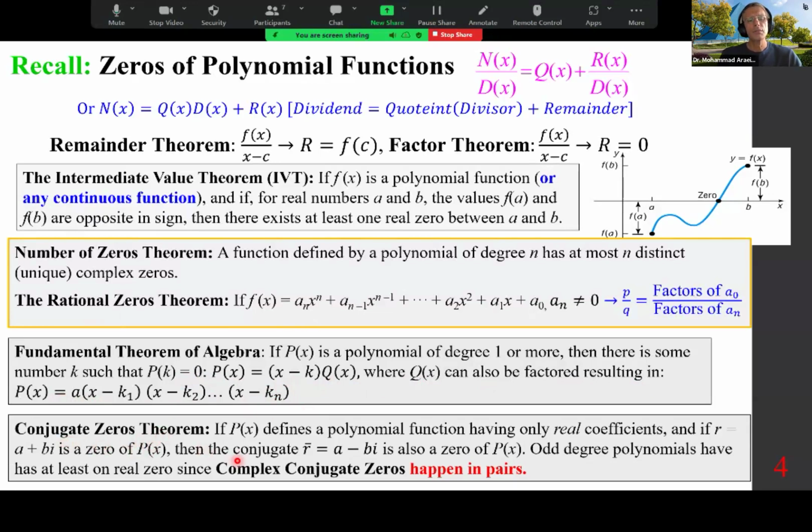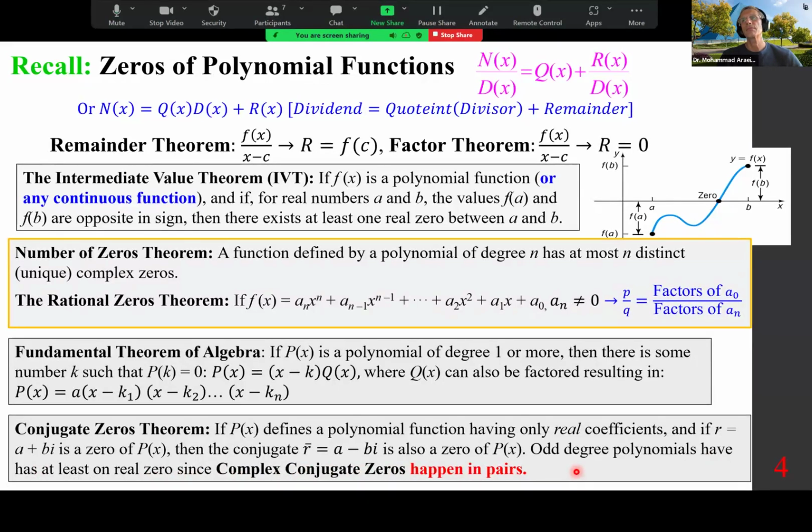The conjugate zeros theorem indicates that if p of x defines a polynomial function having only real coefficients, and if r equals a plus bi is a zero of p of x, then its conjugate, a minus bi, is also a zero of p of x. Odd degree polynomials, therefore, have at least one real zero, since complex conjugate zeros happen in pairs.